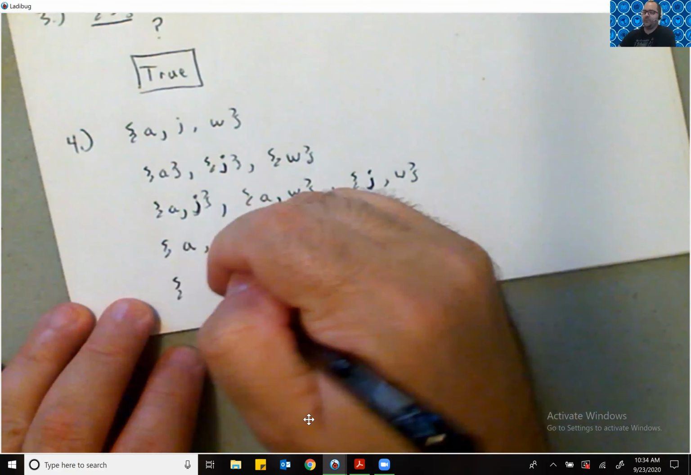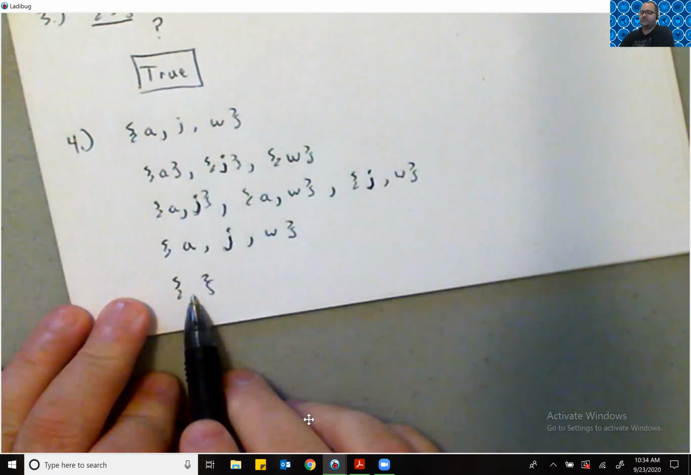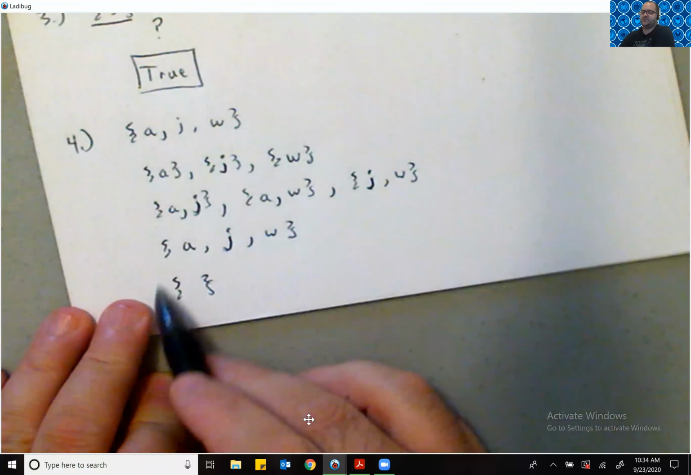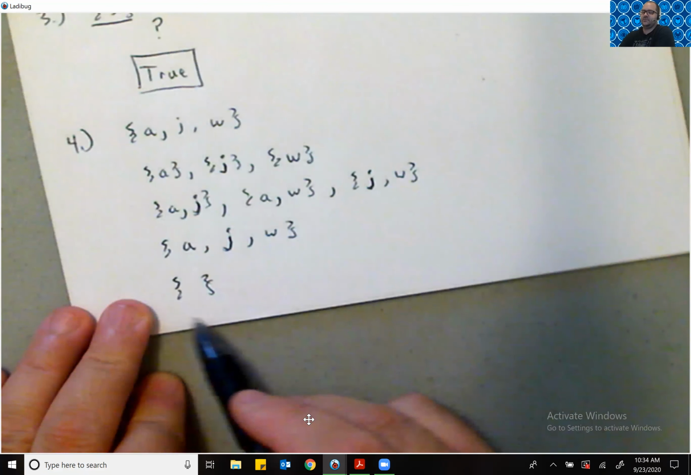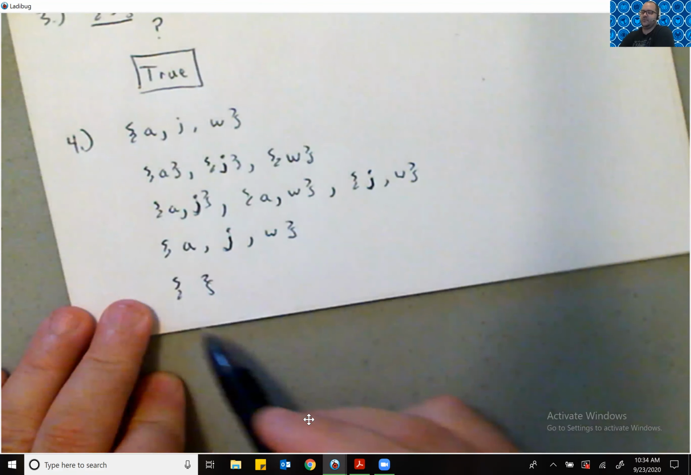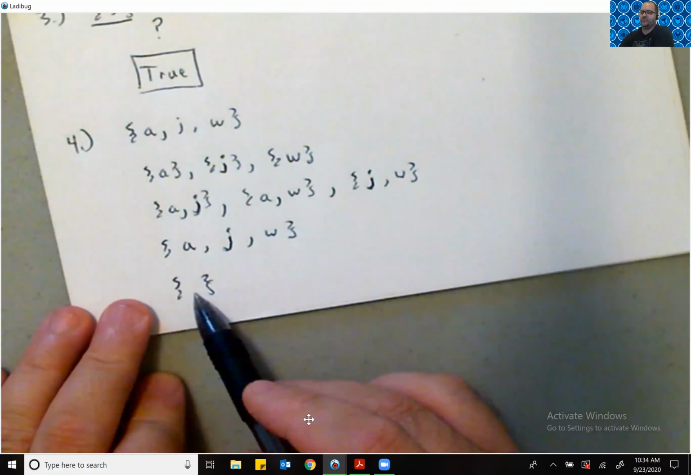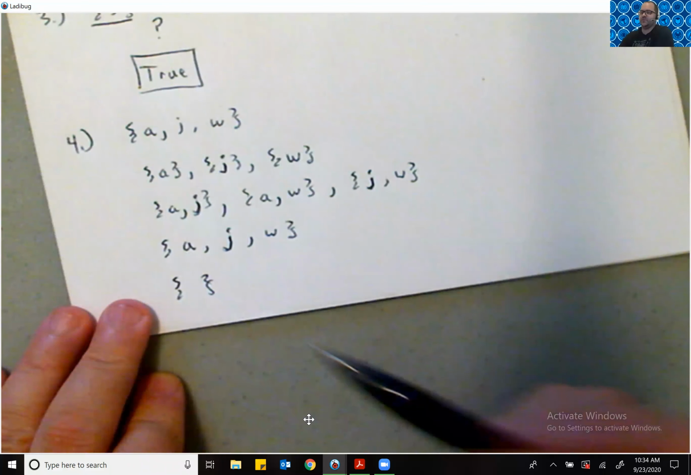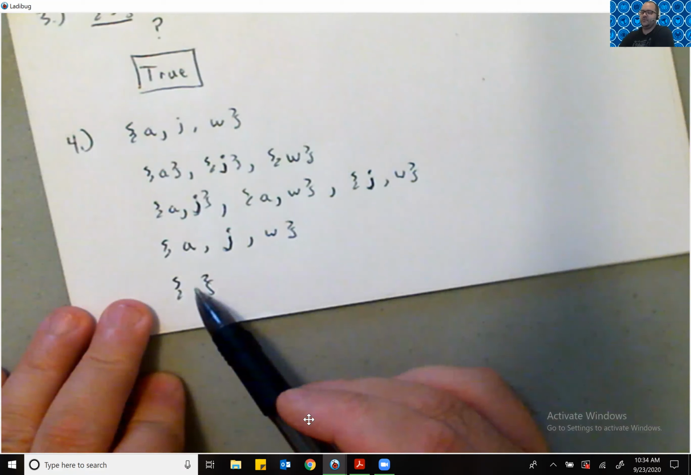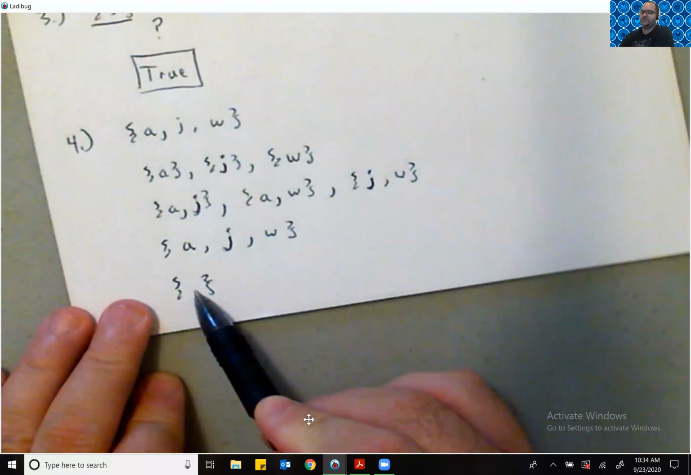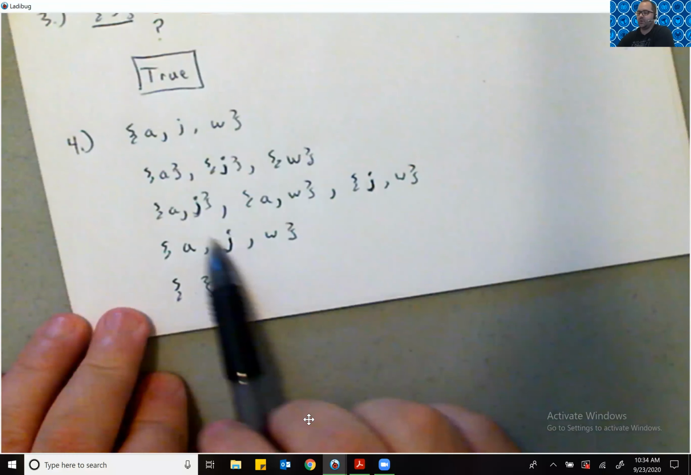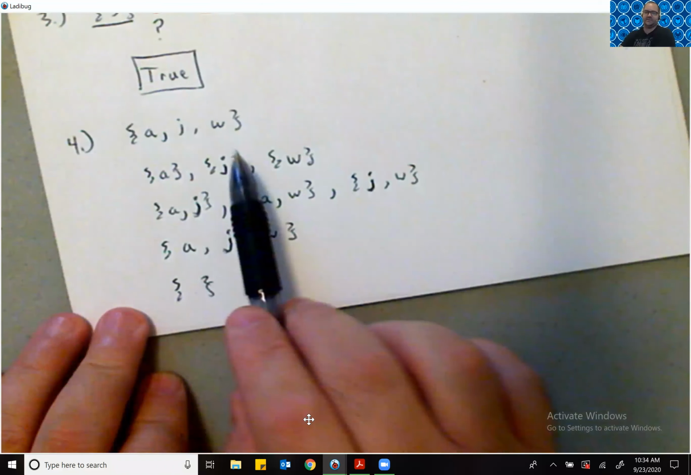What's this one called where we don't put anything in it? What's the name of this set? I'll give you a hint. How many elements are in there? 0. So there's nothing in here. So we call this the empty set because there's nothing there. So these are all of our subsets. There are a total of 1, 2, 3, 4, 5, 6, 7, 8.